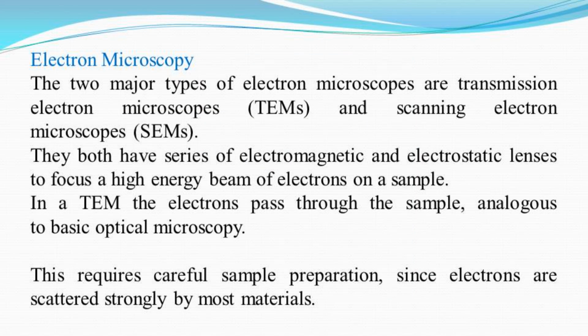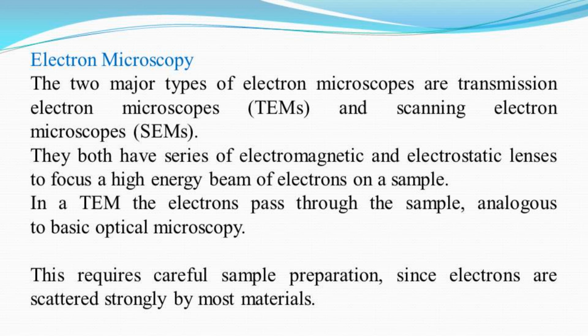So finally we have come to the electron microscopy. There are two major types of electron microscopes, that is SEM and TEM. TEM is transmission electron microscope and SEM is scanning electron microscope. They both have a series of electromagnetic and electrostatic lenses to focus a high energy beam of electrons on a sample.